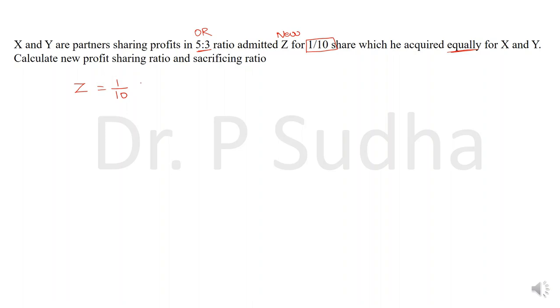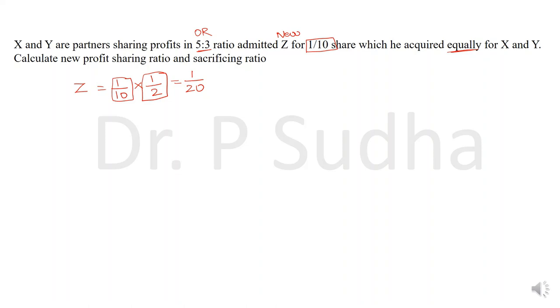So, 1/10, out of this 1/10, half is given by X and half is given by Y. Z is going to take 1/10 share of profit. This 1/10 share of profit is sacrificed, half by X and half by Y. So 1 by 10 into 1 by 2 is 1 by 20. Why am I doing this as 1 by 2? Because they have contributed equally. There are two partners and the two partners are equally sacrificing, so we are dividing it by half.